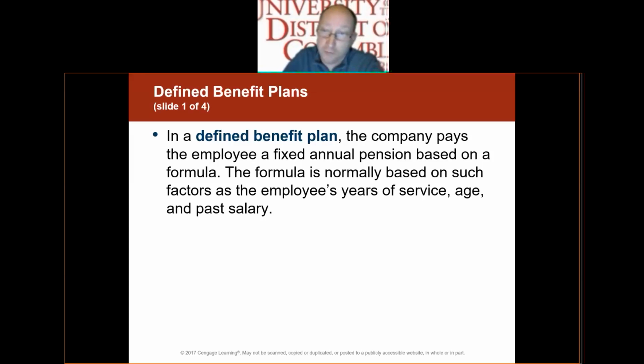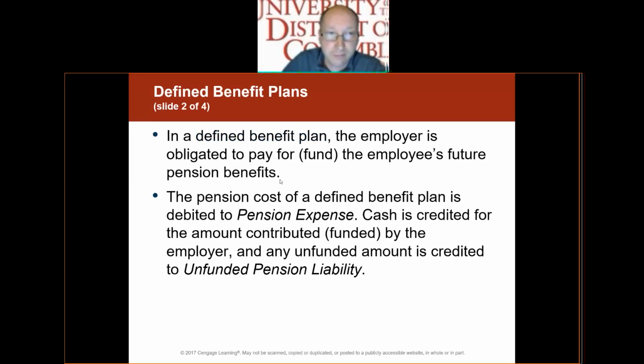Okay, so if you have to work there for 10 years, they look at the most recent 10 years of salary history and the age that you retire at to determine how much a month you'll receive from the plan. In a defined benefit plan, the employer is obligated to pay the fund for the employee's future pension benefits. Pension cost of a defined plan is debited to pension expense, and cash is credited to pay that expense.